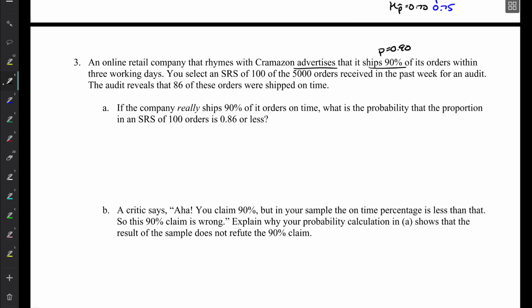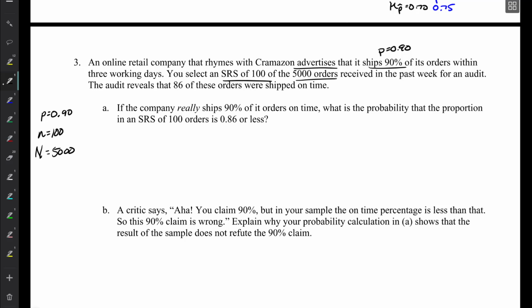Okay, now you select a simple random sample of 100, so I can already write down a couple of things that are really important to me now. 90% is my population proportion. n is going to be 100. And then we see that there were 5,000 orders that were sent out in the last week. So that's where I got my 100 sample from, and that's going to be my population size. That's big N.